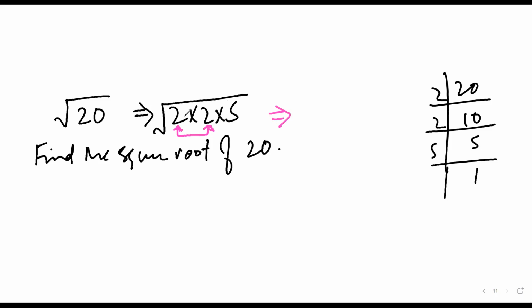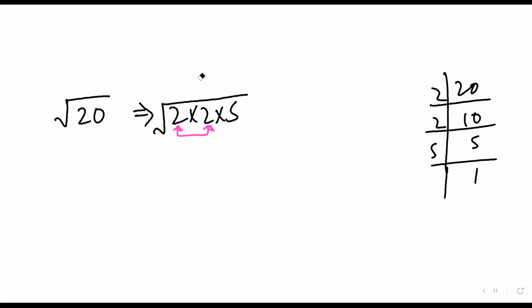Because the pair is complete, it comes outside, and 5 remains inside. Now, please try to understand, if I am able to do this, that I multiply this by 5, again this would be multiplied by 5.